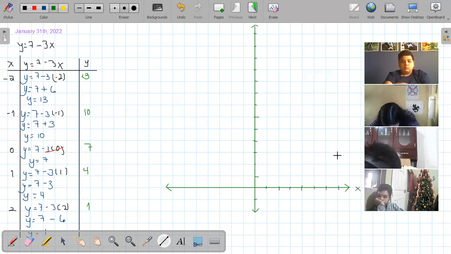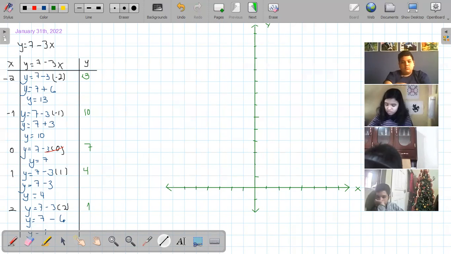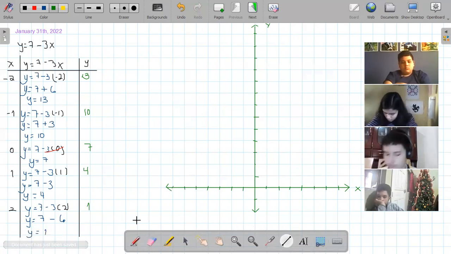This is the x. This is the y. Now I'm going to do it the other way around. No, over here. And this is the negative x. So -1, -2, -3, -4, -5, -6, and -7. Okay. So now I'm going to graph with this.